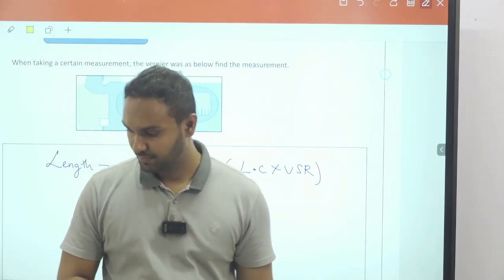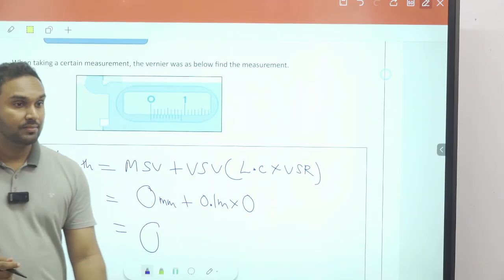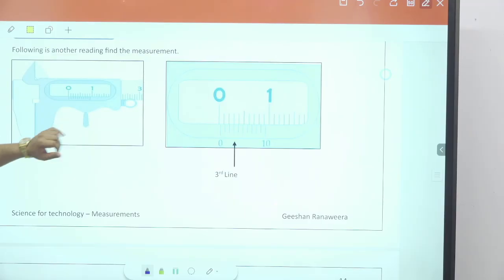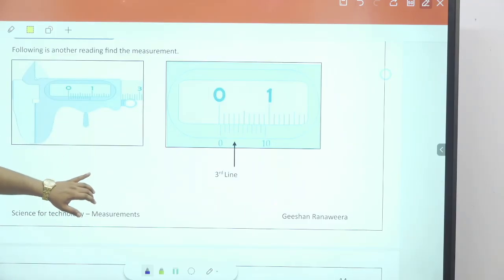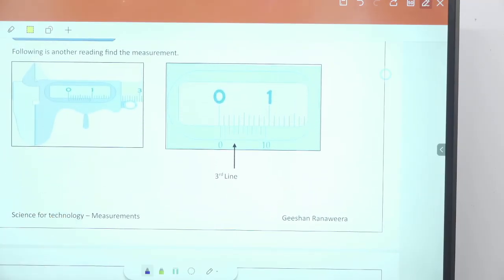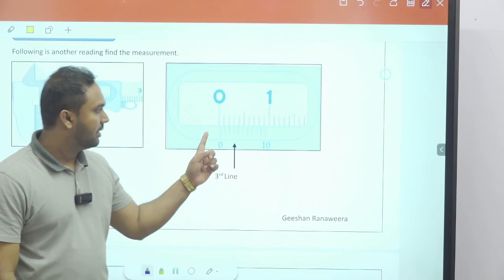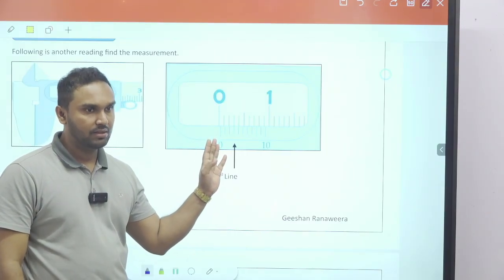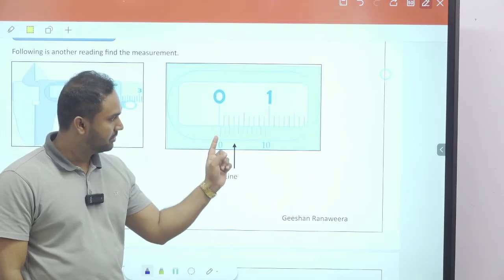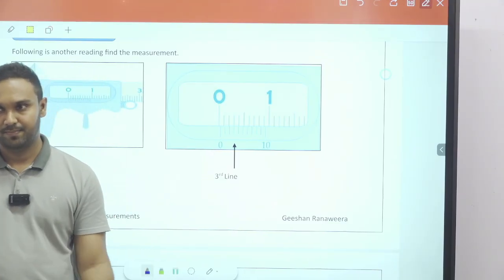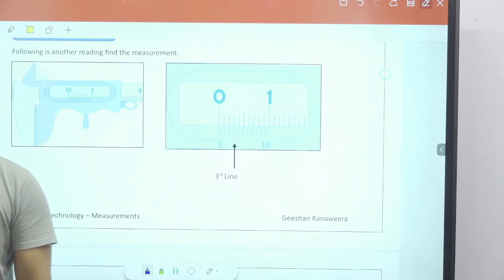Right? Done? Now come to the second question. Following is another reading. Find the measurement. Read it. Is 0 to 0 aligned? No. It has moved a little bit forward, right? So you have to measure the value. So which line has aligned here? The third line has aligned, right? Write down the formula, do the calculation.